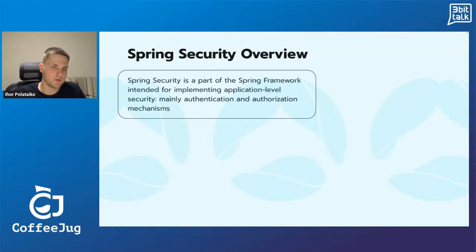Authentication is the process of understanding who the user is for your system, what is the user's or caller's identity in general. And authorization is a process of understanding whether this action is allowed for the certain caller or not. So basically authorizing the action. And also application level security might include some application level cyber attack protection and so on, which is also included in scope of Spring Security in different forms, such as CSRF protection and so on.